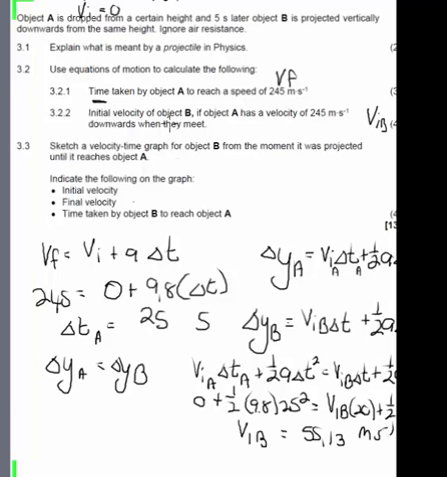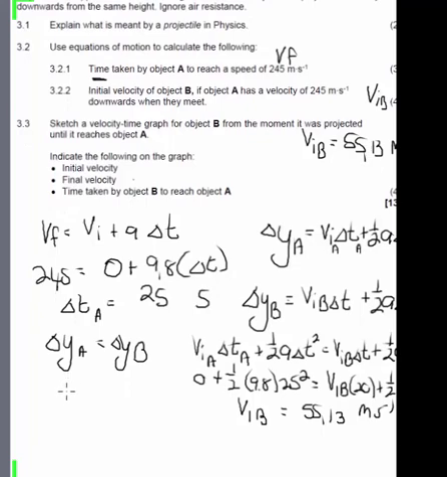Then for the next question, sketch a velocity time graph for object B from the moment it was projected until it reaches object A. So it means that we have to use the initial velocity for B, which we've just calculated, this 55.13 meters per second downwards. Now when I go and draw my graph, you are going to have to remember the basics here. When you draw a graph, you have your y-axis, velocity, unit meters per second, and on your x-axis time in seconds. So I'm going to plot 55.13 as my initial velocity at 0 seconds, and then I'm going to make a little mark at 20 seconds because that's the total time object B takes.